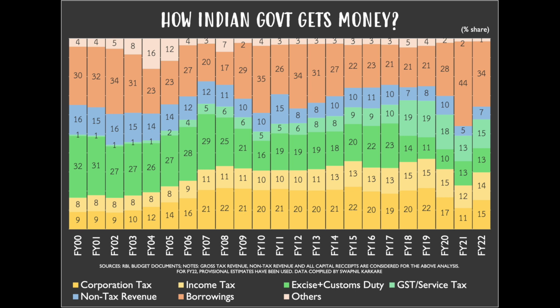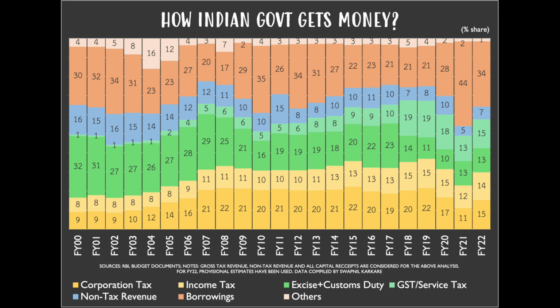GST was introduced in 2018, and post GST, the share of customs and excise duty has decreased because many taxes got subsumed with GST. However, the share of total indirect taxes has not increased after the introduction of GST despite increasing GST collections. Then we come to non tax revenue, which is in blue shade. Its proportion has been steadily decreasing for a very long time now.